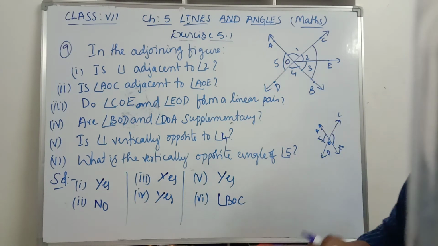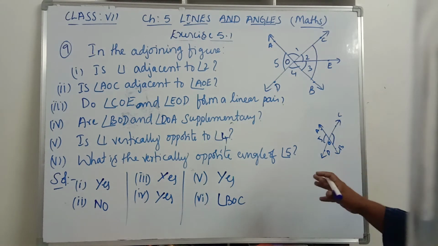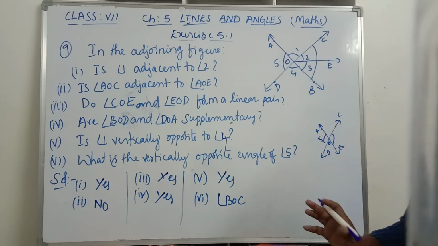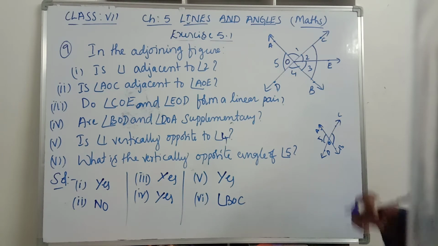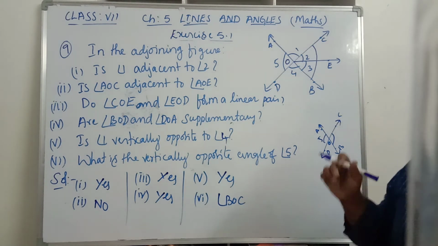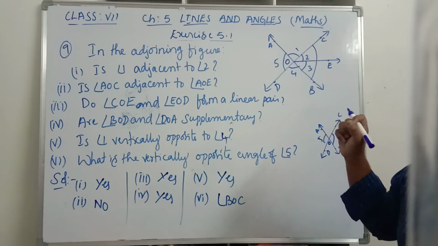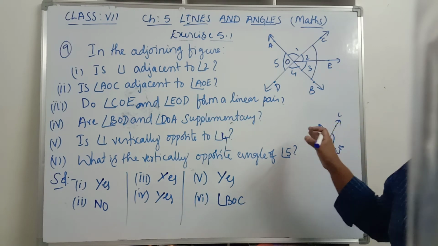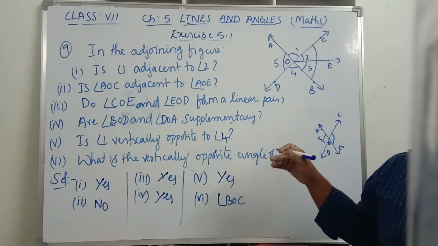So like this we can identify the adjacent angles, linear pair of angles, supplementary angles and vertically opposite angles from the given figure. Is it clear, children? Did you understand how to identify those angles? I hope you understand all those things. We will continue with one more sum next.